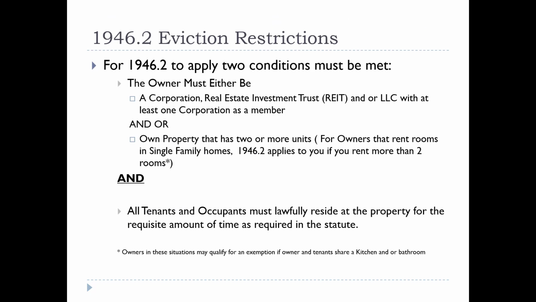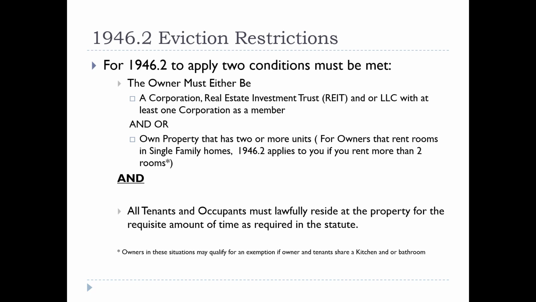So, for my owners and property managers, to make this 10-page bill a lot simpler, we're going to speak in generalities just so you can follow along if the new law applies to you or not. The major thing that an owner or landlord needs to be aware of is that 1946.2 only comes into effect when the owner meets a certain condition, and the tenants and or occupants of the property have resided at the property for the requisite amount of time. And then at that point, eviction control would apply.